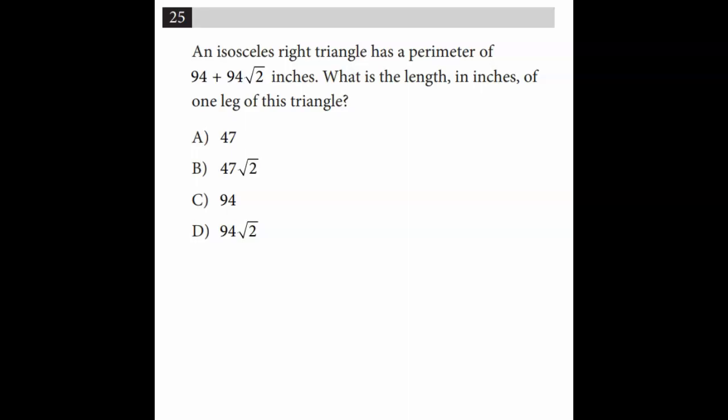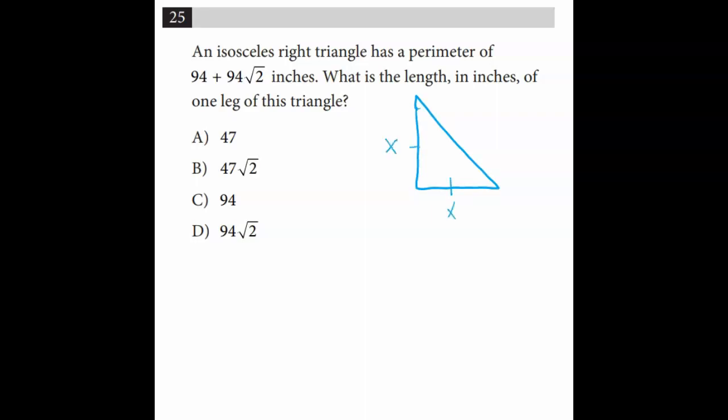What is the length in inches of one leg of this triangle? Sweet. So whenever I see a question like this, make sure you draw it out. It's a good habit to have. So we know that an isosceles right triangle is actually a special right triangle, and this picture is actually given to you on your page of formulas, and it looks a little bit like this.